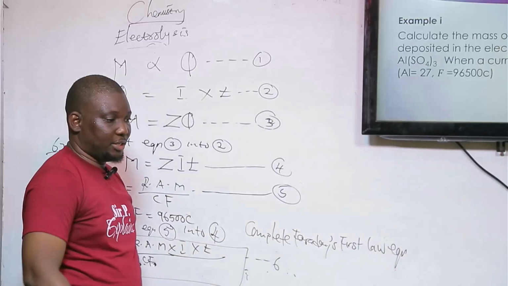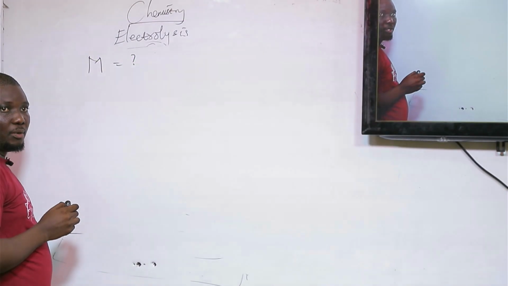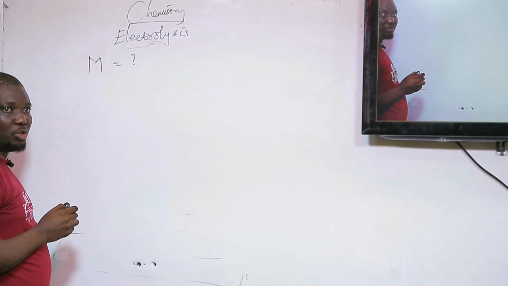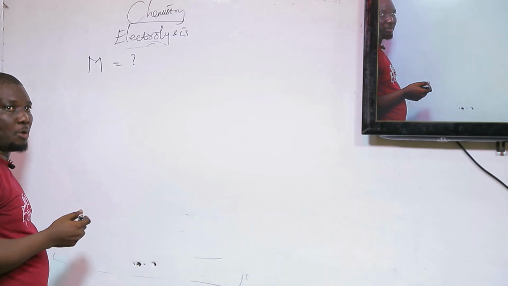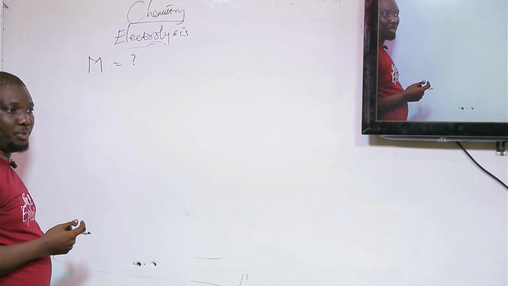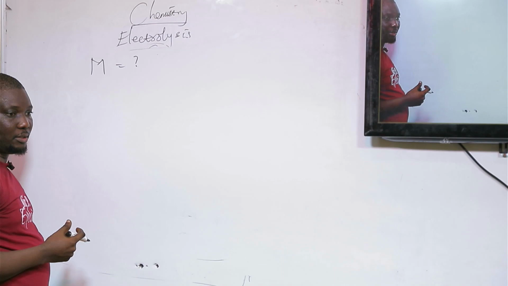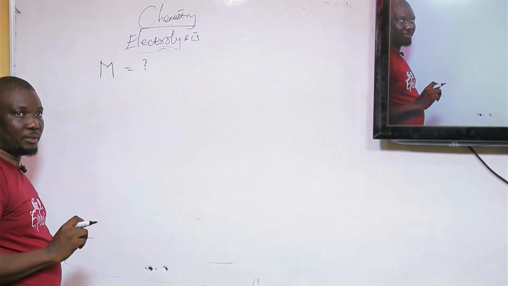Okay, look at this question. What mass of aluminum will be deposited in the electrolysis of aluminum sulfate? Aluminum sulfate should be Al2(SO4)3. That's a typographic error.